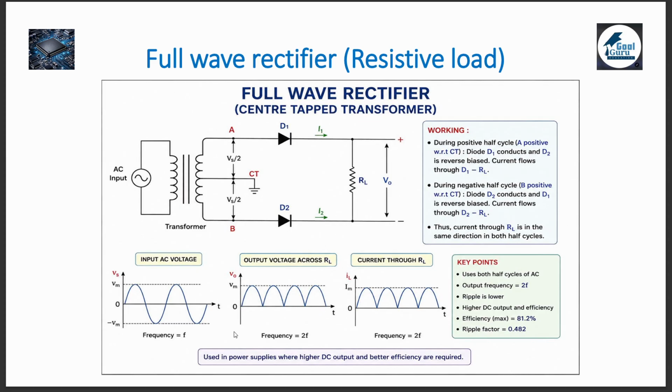What about frequency? Here the frequency is F, but since there is conduction in the second half also, the output frequency becomes twice F.